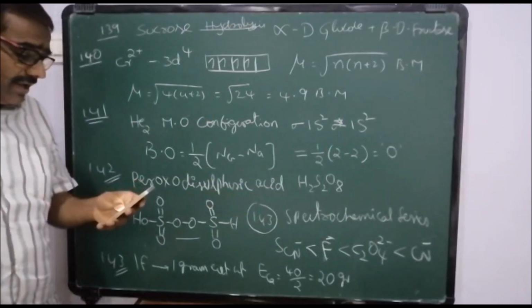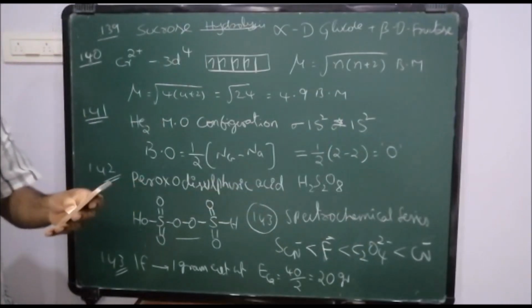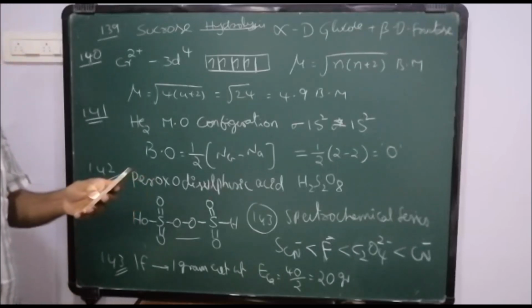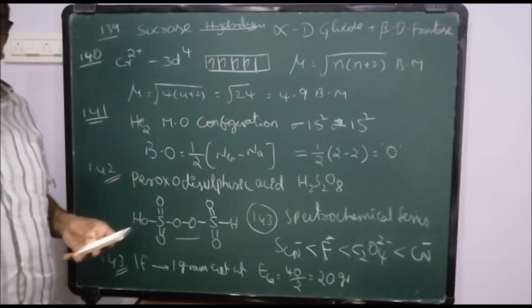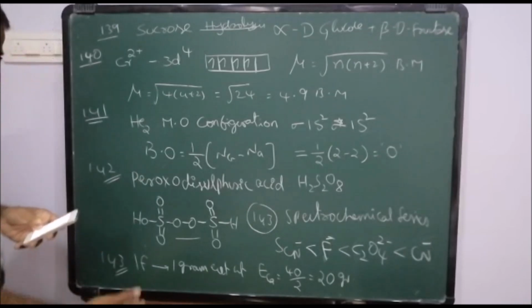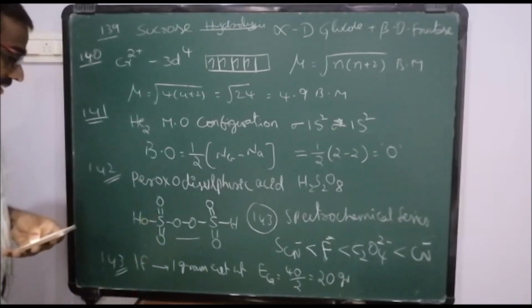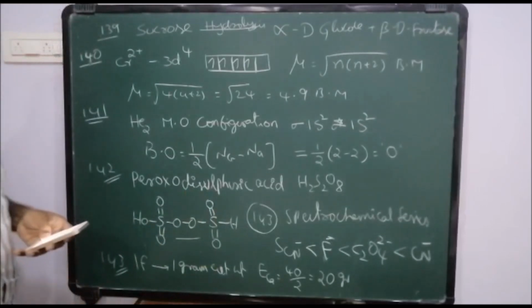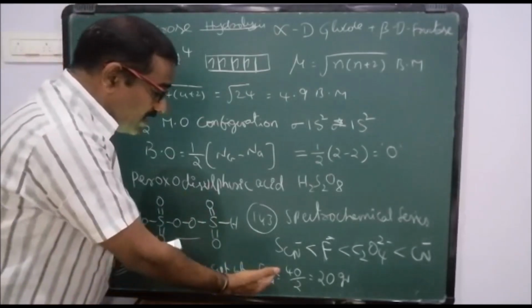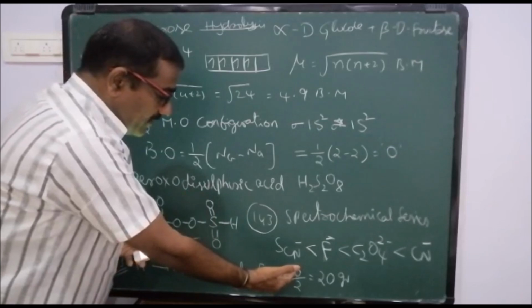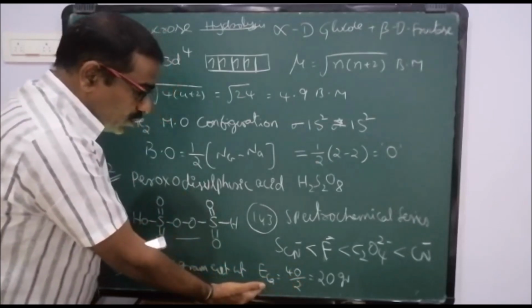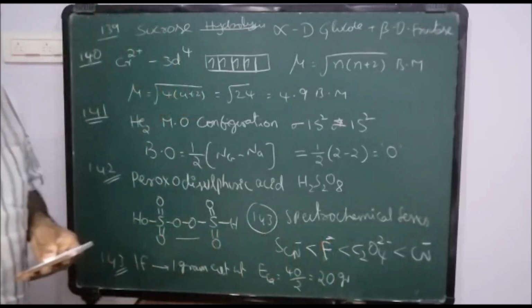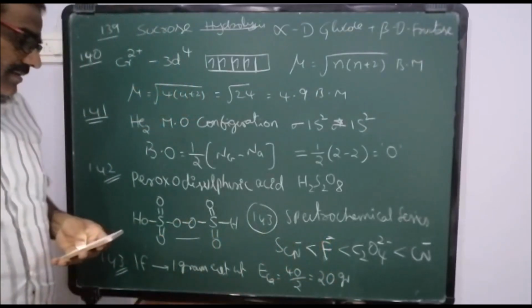Question number 144. The number of Faradays required to produce 20 grams of calcium from molten calcium chloride. The atomic mass of calcium is 40 grams per mole. When we pass 1 Faraday of current, you get 1 gram equivalent weight of the metal. For calcium, the equivalent weight is equal to its gram atomic weight divided by the valency factor, that is 2, so it is 20 grams. To get 20 grams, it is enough to pass 1 Faraday of current.